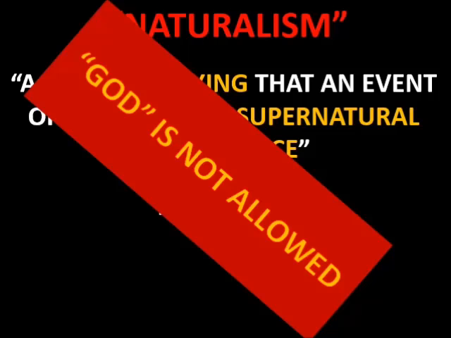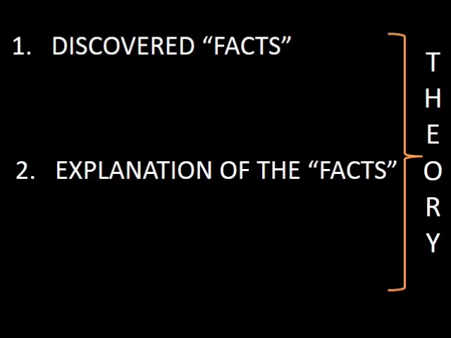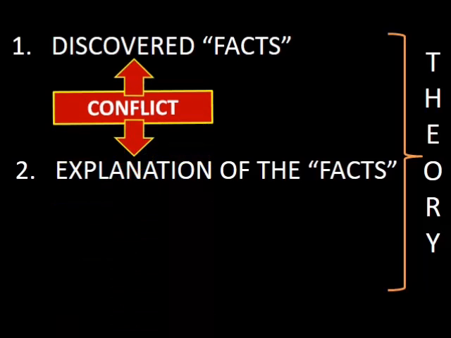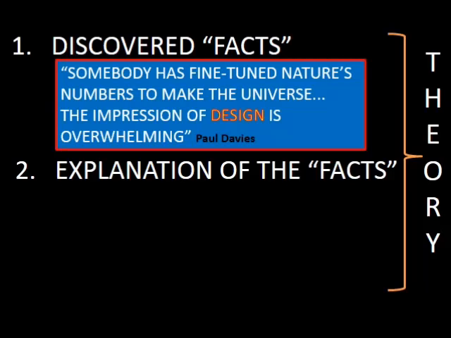The problem is there are frequently conflicts between the discovered facts and the explanation of the facts. And so, there tends to be a divide in science. I'll mention just one example. Both of these from very, very good scientists. Somebody has fine-tuned nature's numbers to make the universe. The impression of design is overwhelming. This from Paul Davies.